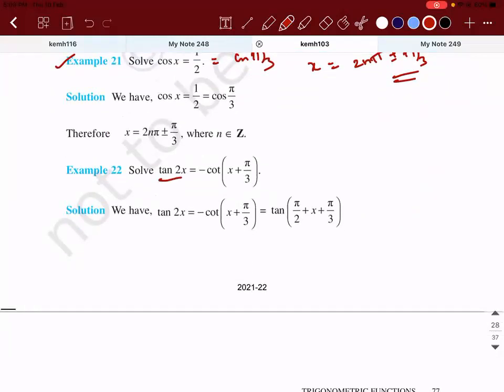So how to solve this? So tan 2x is equal to minus cot of x plus pi by 3. What can you write it as? So minus cot of x plus pi by 3 means, this can be written as, since this side is tan, and we know the general solution only for tan, not for cot.